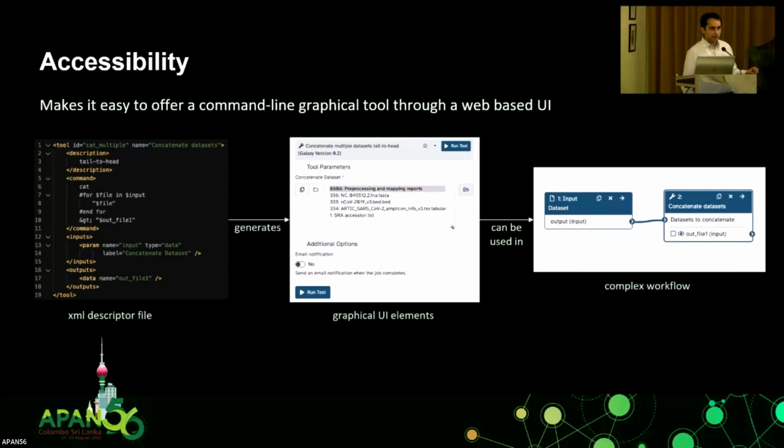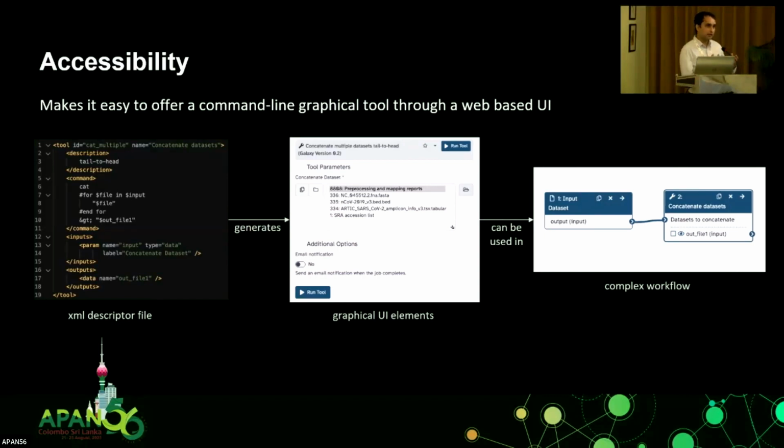So what Galaxy does is to let tool authors, or somebody who writes a scientific tool, write a simple XML-based wrapper or an XML description file. Based on that, it can generate a UI for that tool, and you can then combine it into a complex workflow. That's from the tool author's point of view. From the user's point of view, all the user has to do is sign up and start using it, and they can perform the analysis any way they want.